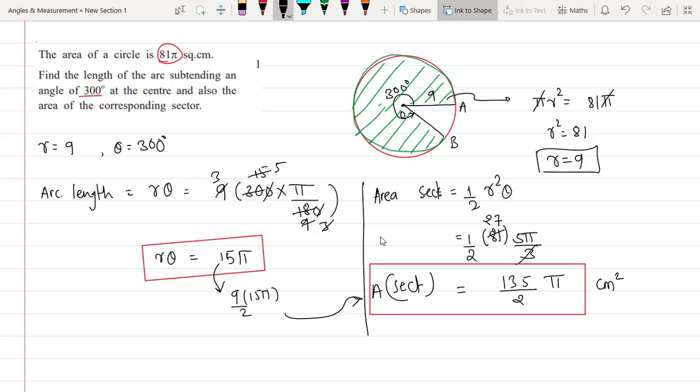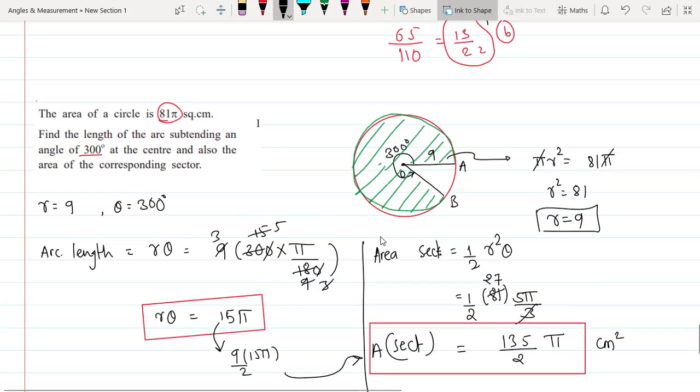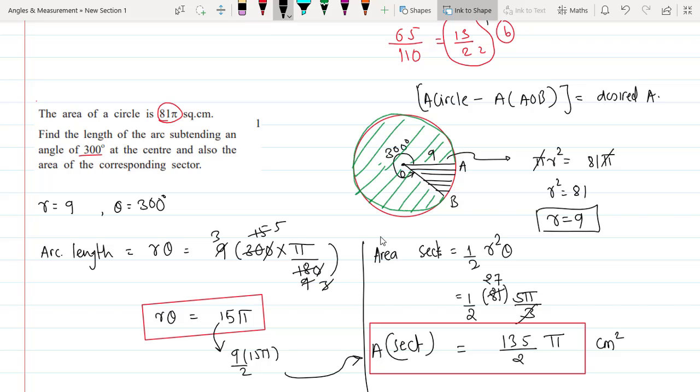Is it okay? Now the second approach you can think of is that you get the total area, which they have given as 81 pi. From this total area, if you subtract this area, then you will get this green area. So while doing the homework, please think of this approach and solve with its help. That is, area of circle minus area of sector AOB is nothing but the desired area. You try this approach and verify that you get the same answer.